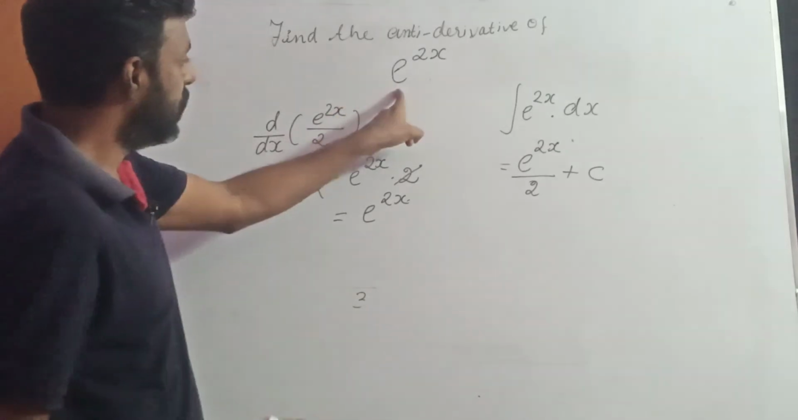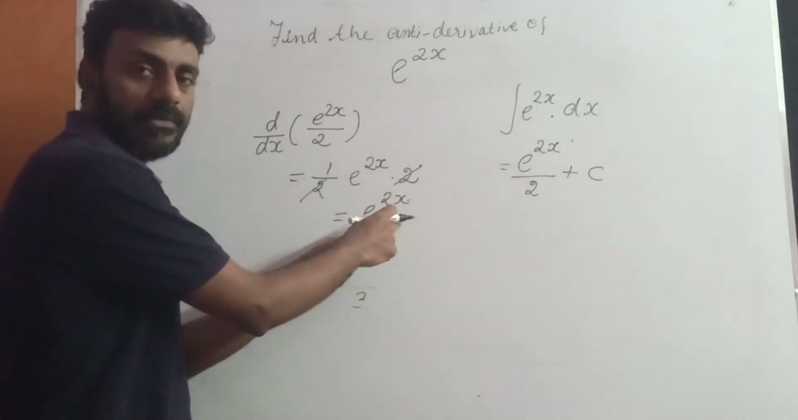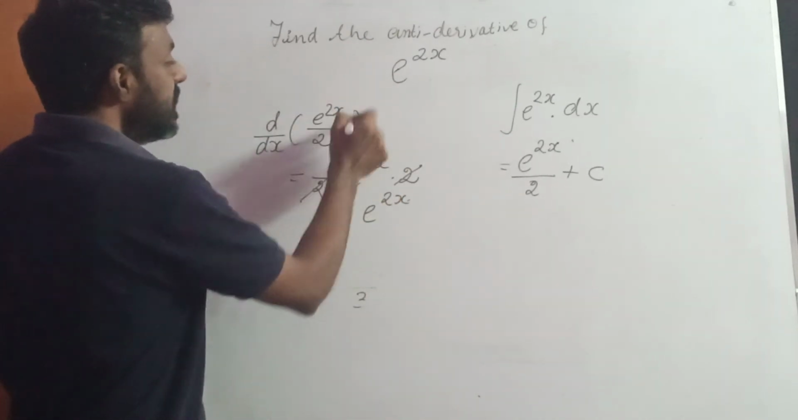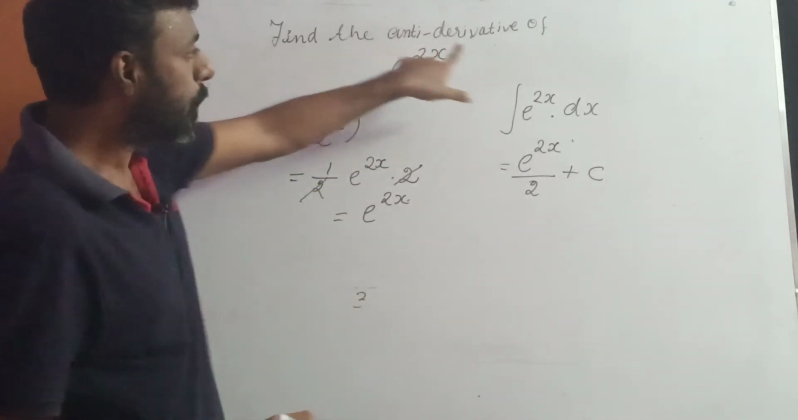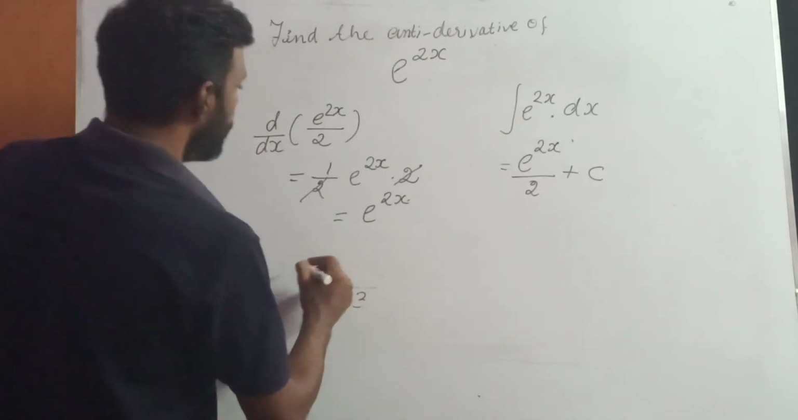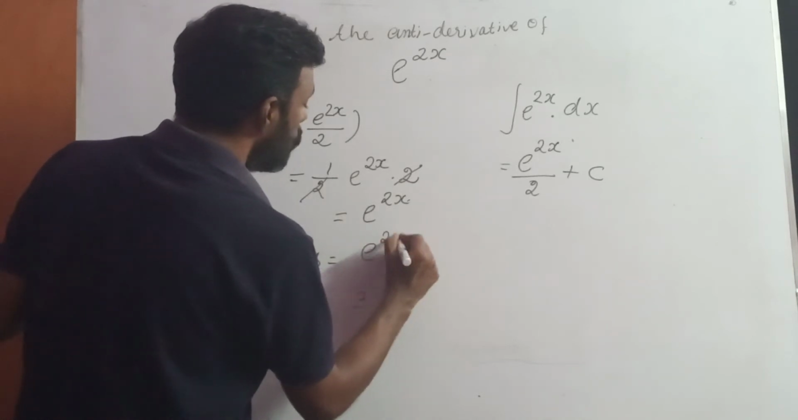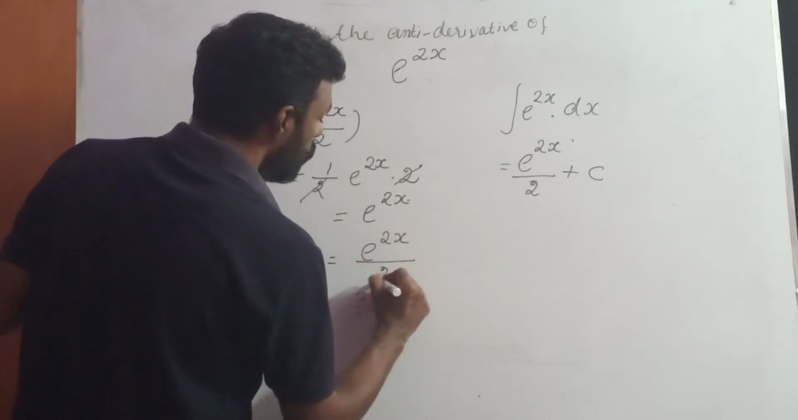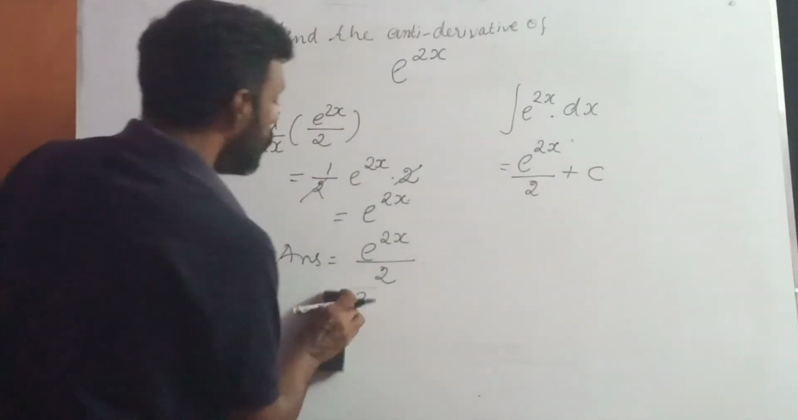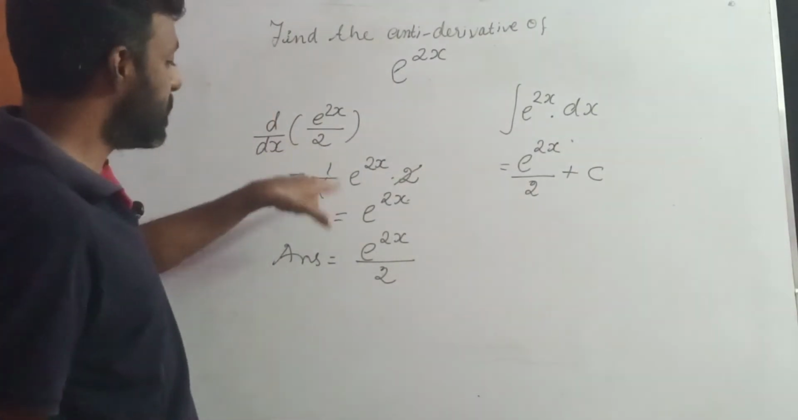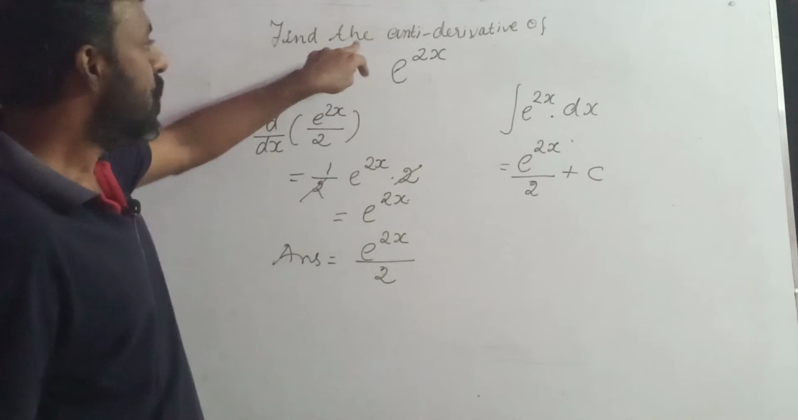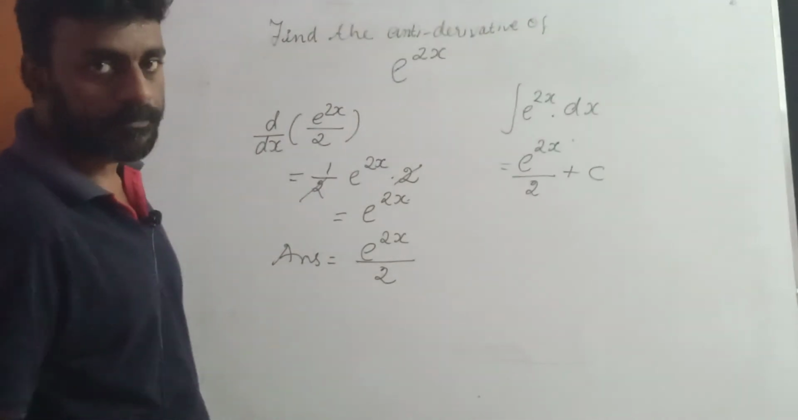This is the question. So how am I able to get this? By differentiating this value. Therefore, the antiderivative of e to the power 2x is nothing but e to the power 2x divided by 2. e to the power 2x divided by 2 is the solution for e power 2x. Right? So we have completed this.